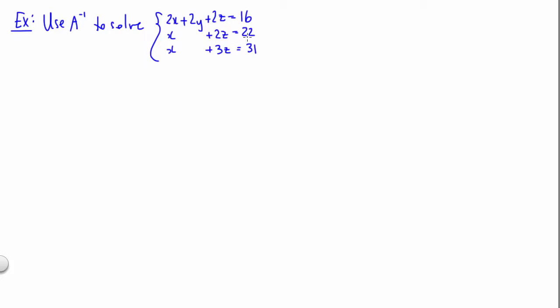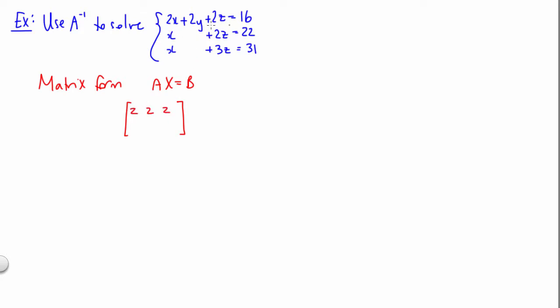In this video, we're going to look at the inverse of a matrix. The problem is to use A inverse to solve the following system. First thing we could do is write this system in its matrix form, AX equals B. A represents the coefficient matrix.